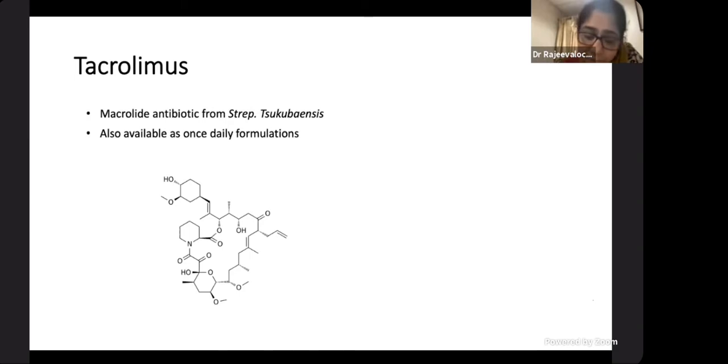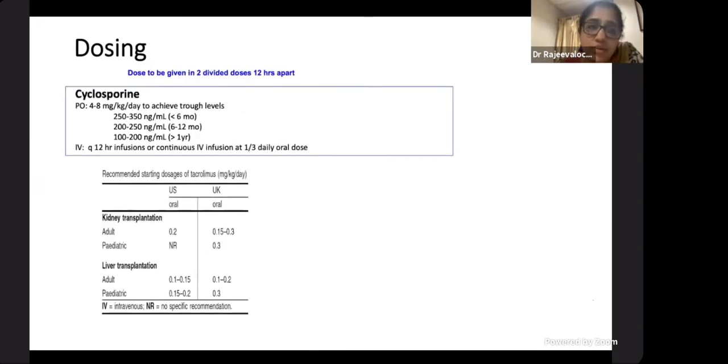Now, coming to the dosing, generally cyclosporin is given in 2 divided doses, 12 hours apart, around 4 to 6 milligram per kg to achieve trough levels. These numbers are generally very difficult to remember, so I generally keep referring to them. Around 250 to 350 nanogram per ml in the first 6 months, a little lesser in 6 to 12 months, and more than 1 year. We can give IV infusions at 1/3 of the daily oral dose.